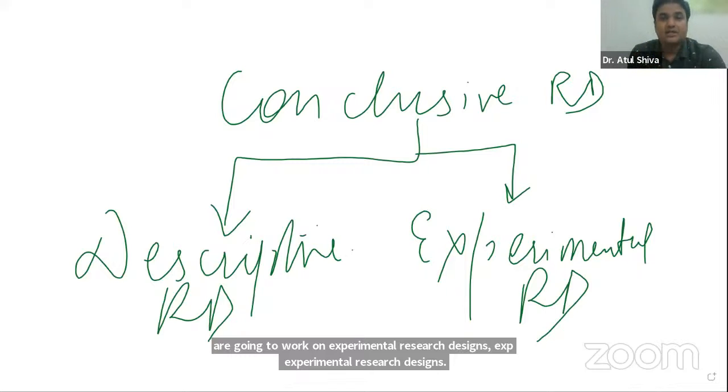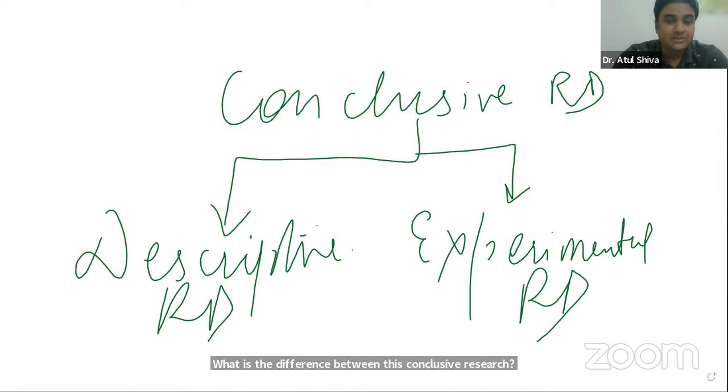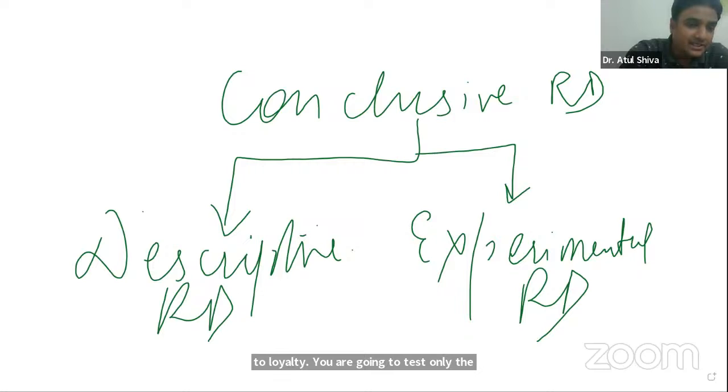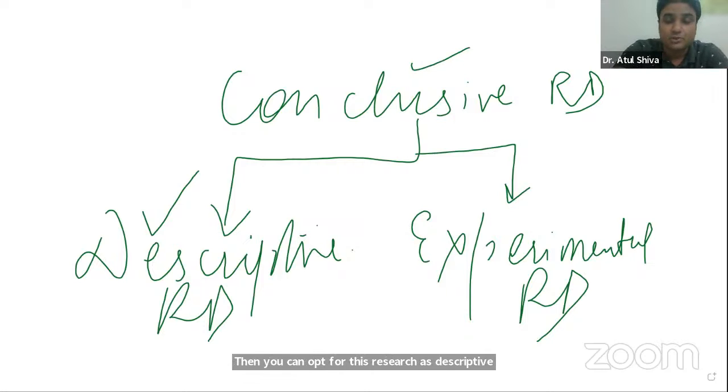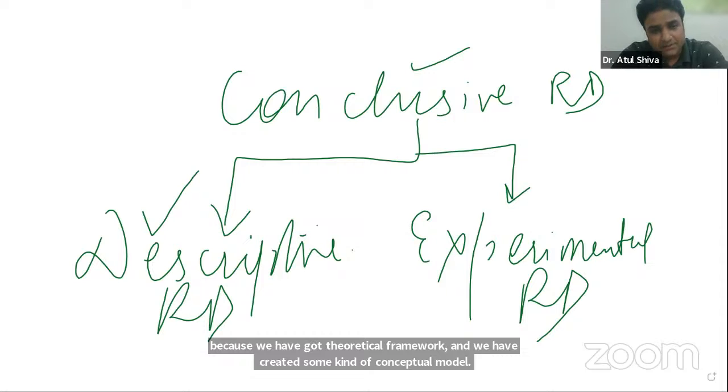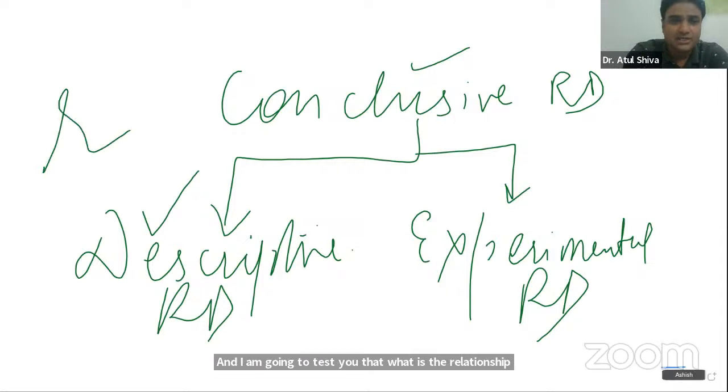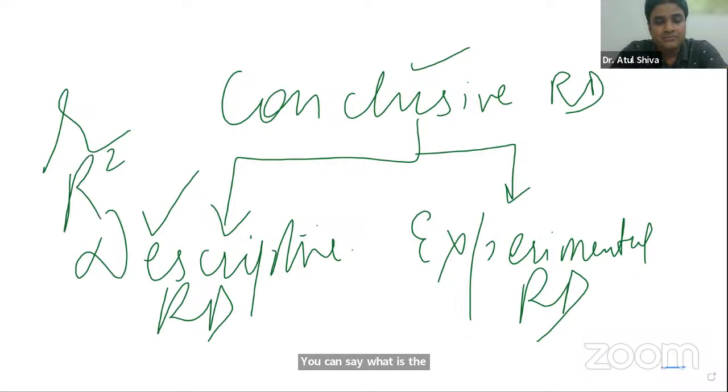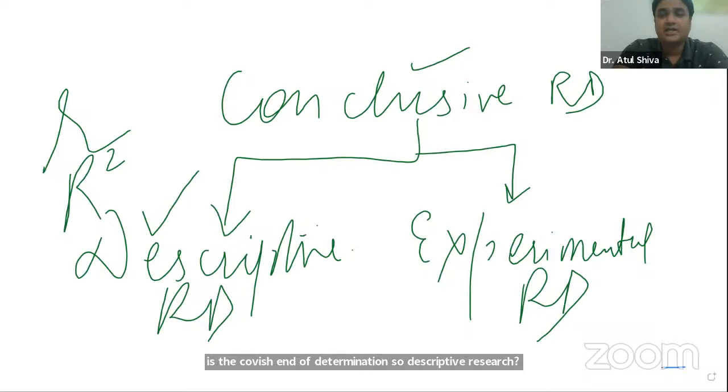What is the difference within conclusive research? If you have got some variables, that means you are going to test some hypothesis on the basis of established phenomena, that A leads to B, or that quality leads to satisfaction and satisfaction leads to loyalty. If you are going to test only the hypothesis, then you can opt for descriptive research design. And you can say my research design is conclusive because we have a theoretical framework and we have created a conceptual model. I am going to test the relationship between the variables in terms of correlation. You can mention the coefficient of determination, that service quality leads to customer satisfaction. So descriptive research design is only going to tell you R and R squared.